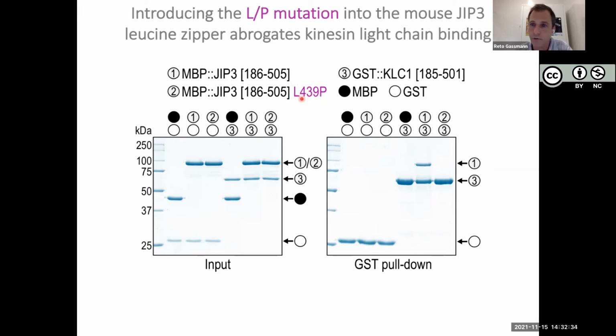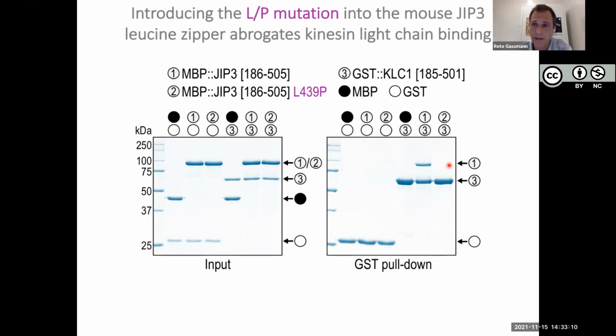So we performed pull-down experiments in vitro. Here you have the input, you have the wild type CHIP3 fragment and the mutant CHIP3 fragment. This is the kinesin light chain. If we do the GST pull down, we see that the kinesin light chain pulls down the wild type CHIP3 fragment, but it does not pull down the CHIP3 fragment that contains this L439P mutation. And so this confirms that this disease mutation does prevent interaction between CHIP3 and kinesin light chain.